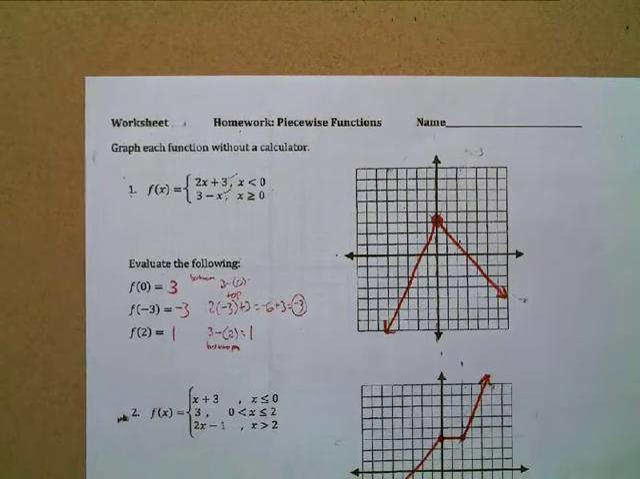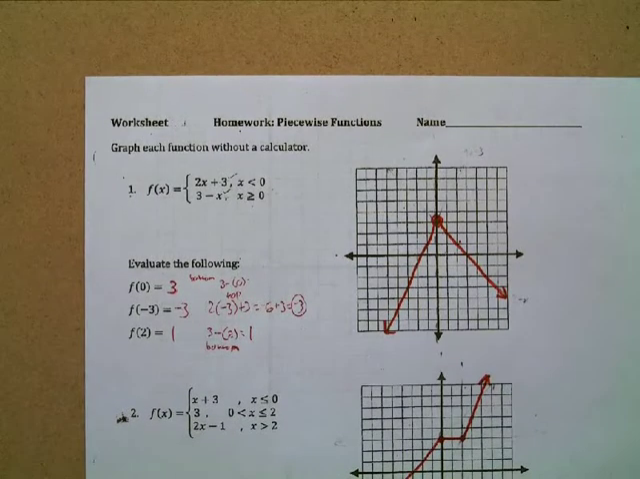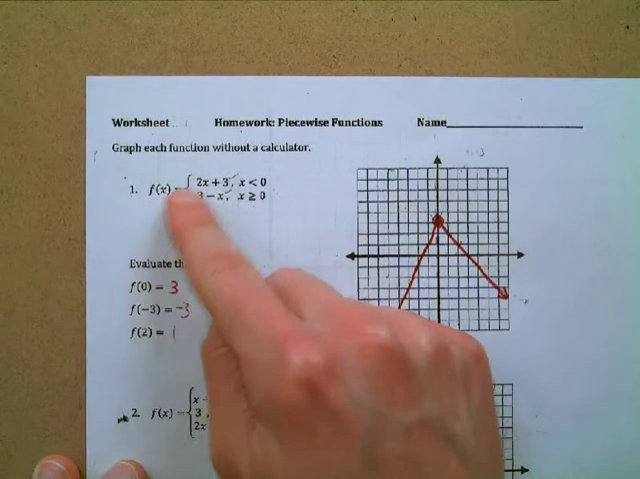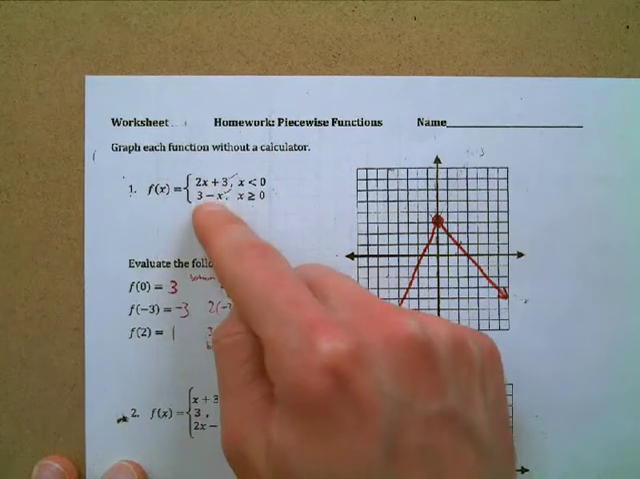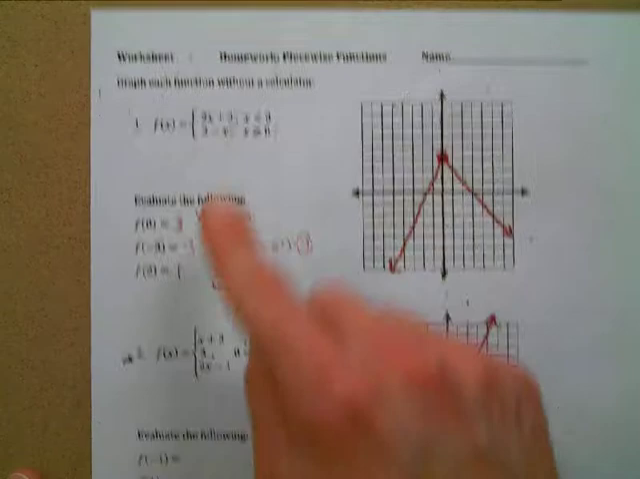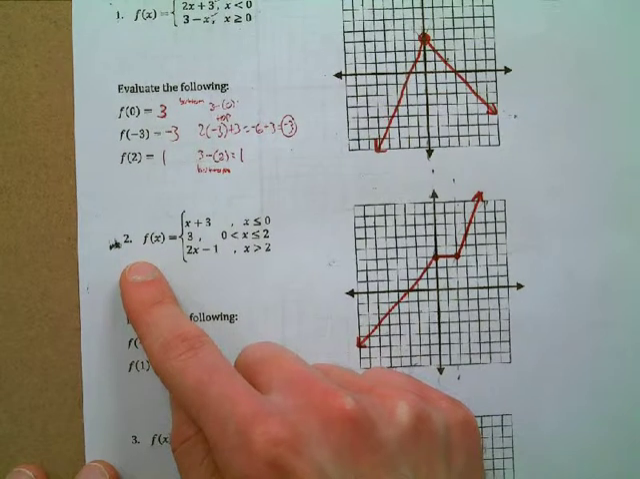So what we're doing is graphing piecewise functions, okay? Piecewise functions look like this. You can see that the function is equal to more than one thing, all right? We focused mostly on 2 or 3 things, right? So number 1 here had 2 functions. Number 2 had 3 functions, right?